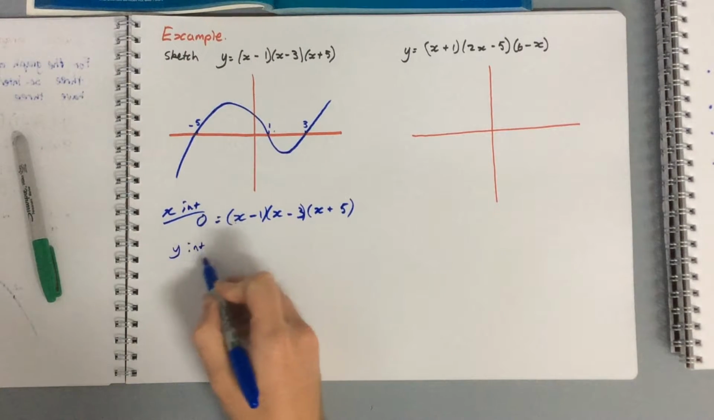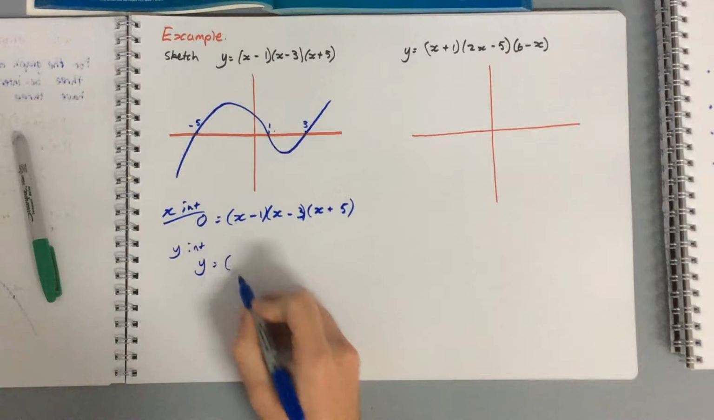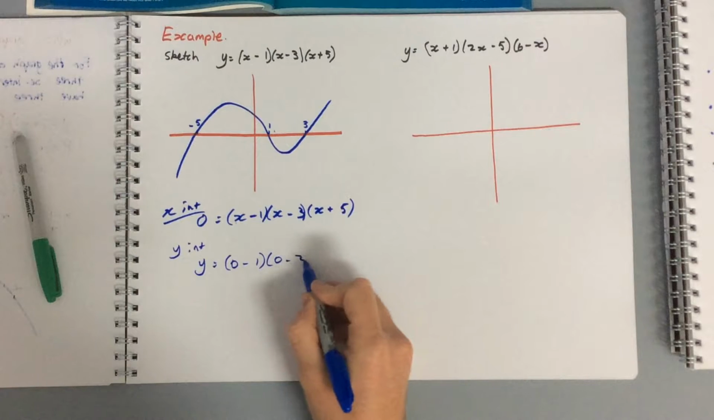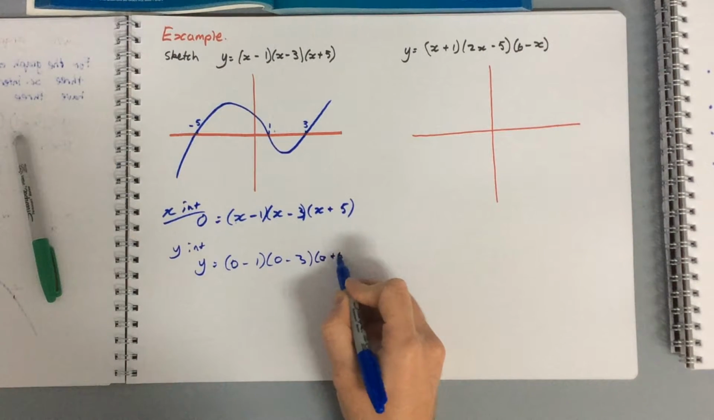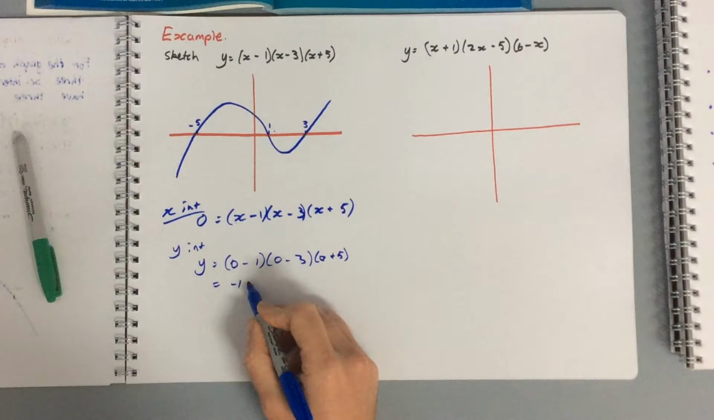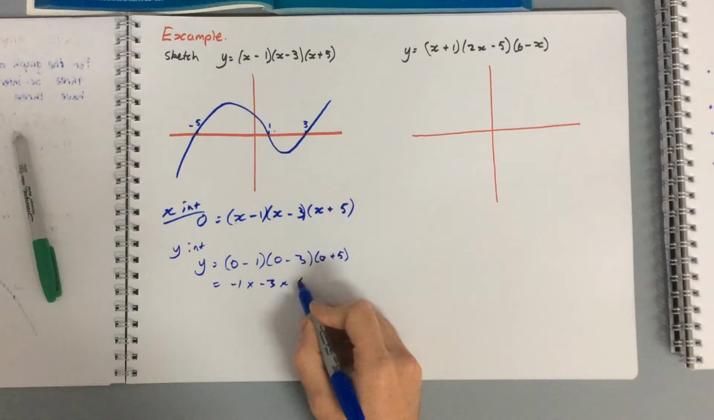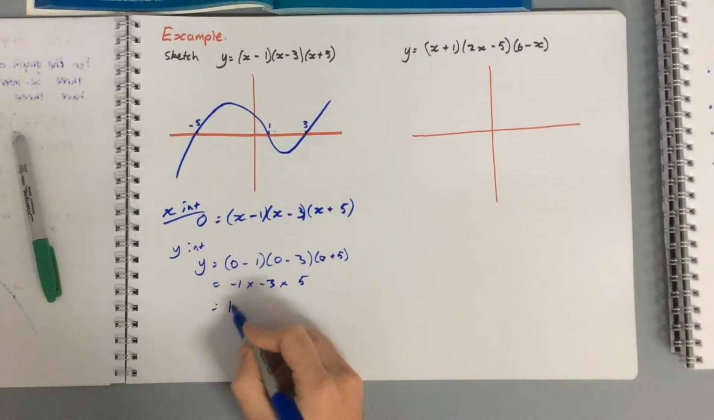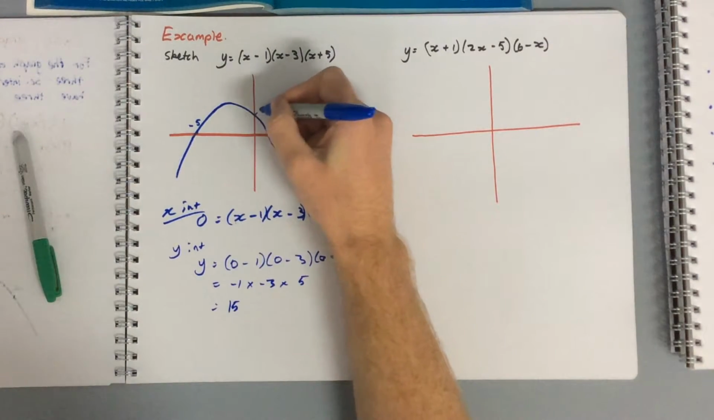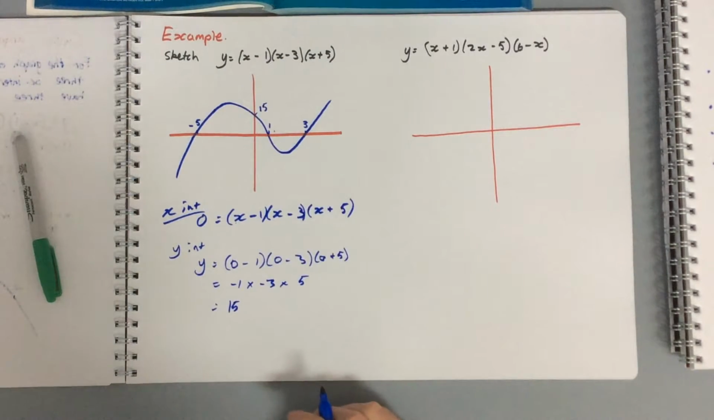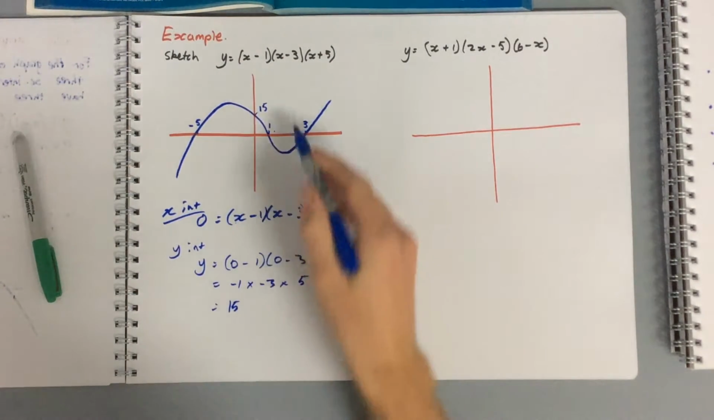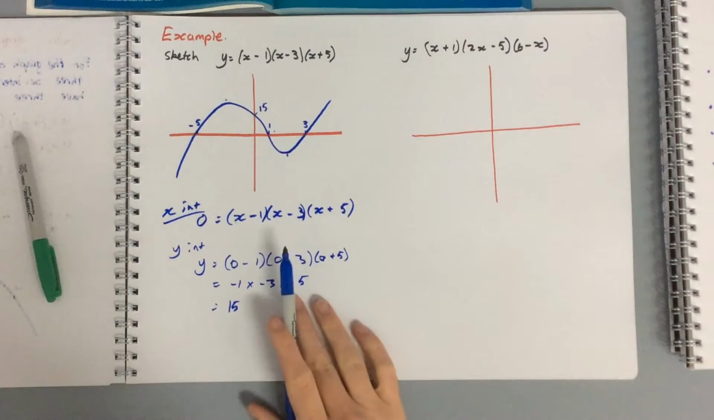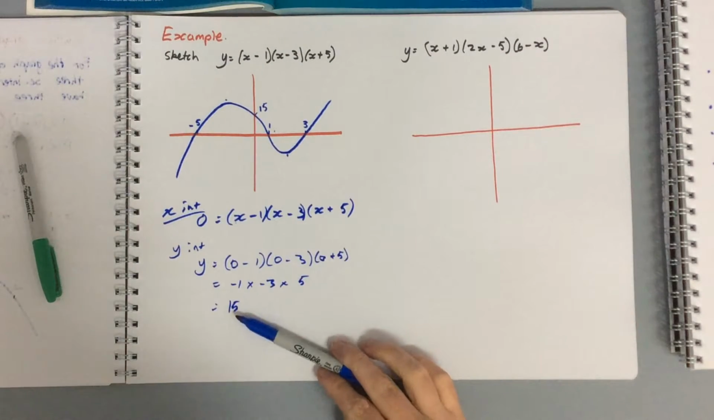Now the y-intercept is the opposite, so y is just sub 0 for every x, so (0 − 1)(0 − 3)(0 + 5). So we'll have minus 1 times minus 3 times positive 5, minus 1 times minus 3 is positive 3, times 5, so it's 15. So put that in as 15, and that's all we need to do for the moment. Now we could find the turning points, we'll do that later on. So that's for the first example.